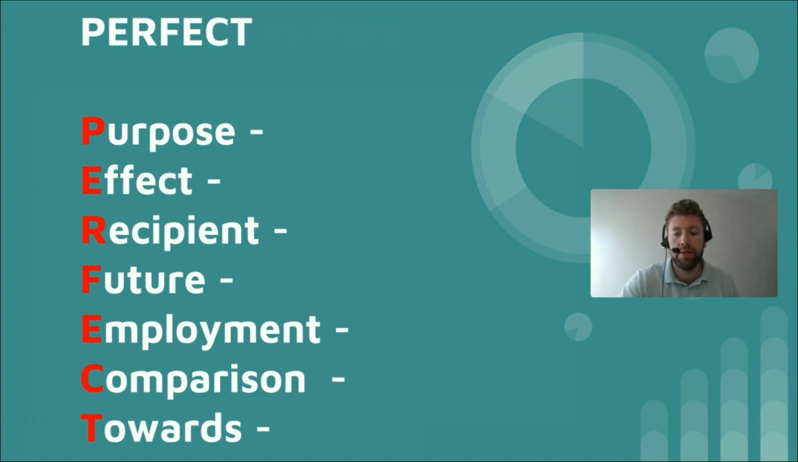So we will look at some examples. Purpose: es un vaso para agua. It's a glass for water. O esta música es para relajarse. This music is to relax. So that's the purpose of it.